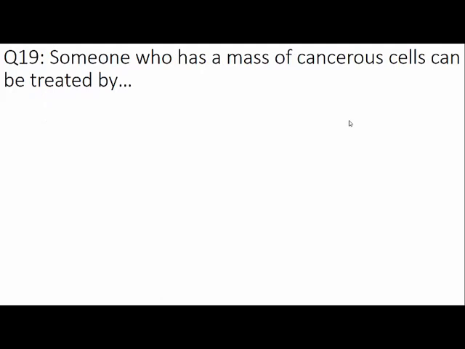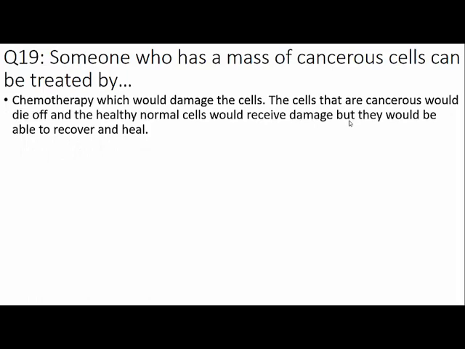All right, number 19, someone who has a mass of cancer cells can be treated by, and there's a couple different ways you can treat cancer. We're going to talk about the two most common forms. One that everybody's pretty familiar with is chemotherapy, and that would damage all the cells it's being targeted to. This includes the healthy cells. Now, the cells that are cancerous would die off.